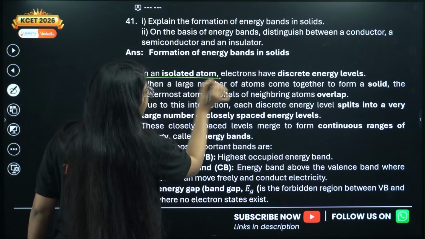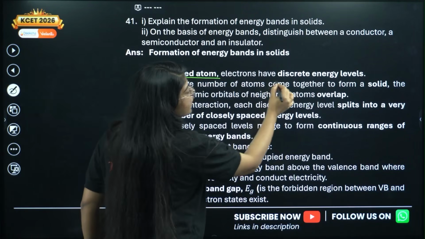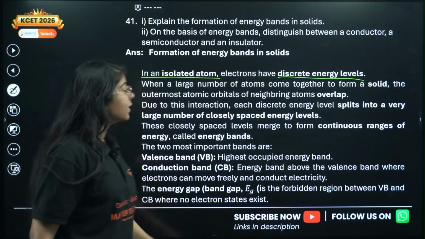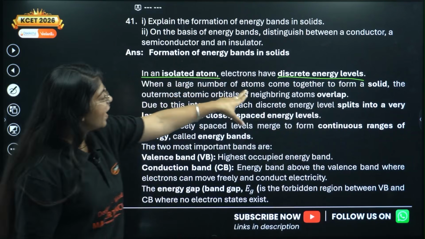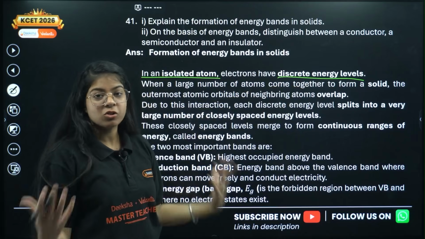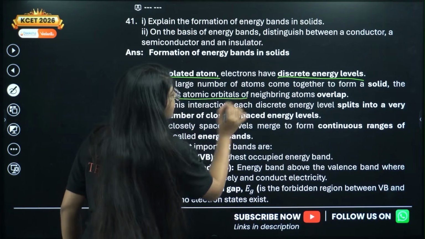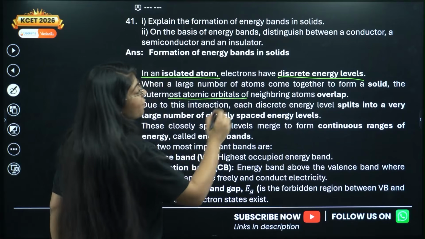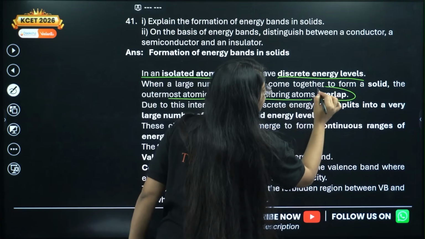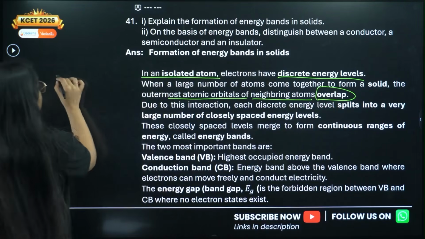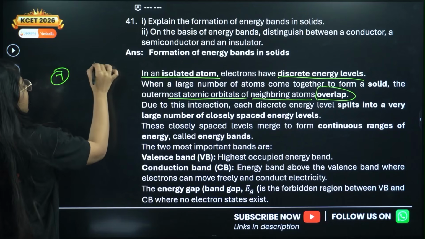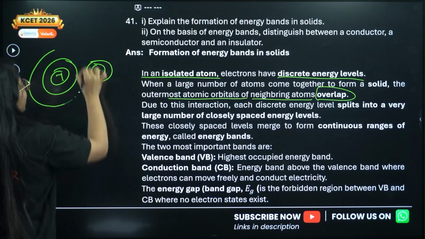In an isolated atom, electrons have discrete energy levels. Correct? When a large number of atoms come together to form a solid, the outermost atomic orbitals, that is our valence orbitals of neighboring atoms, overlap. Correct? This is the atom and this is the atom, and these are their valence bands.